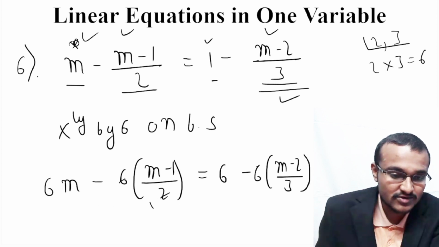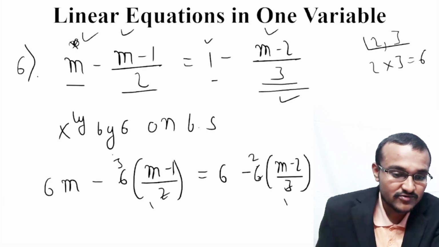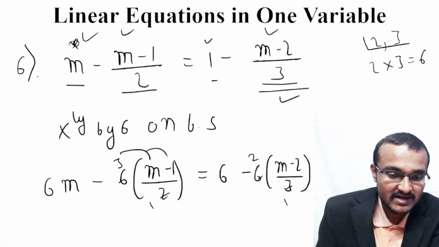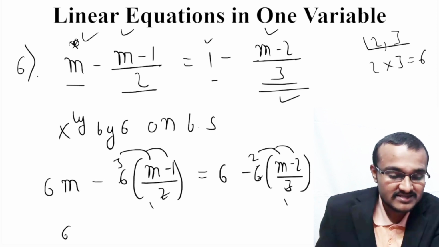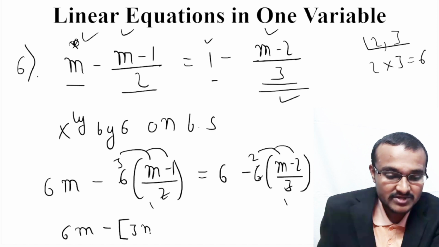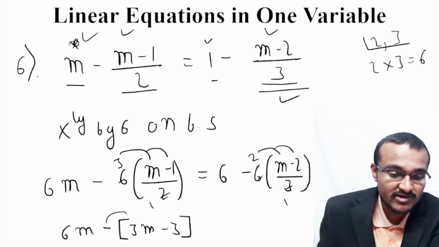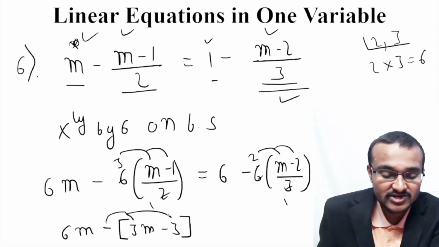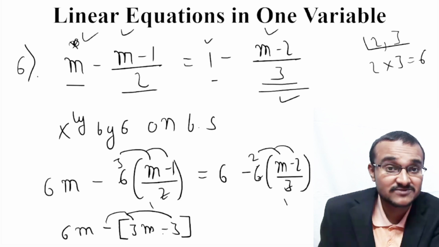It will become 2 1s are 2, 3 1s are 3, 2 3s are 6, 3 2s are 6. Now you should multiply 3 to m and 3 to minus 1. Here also 2 to m and 2 to minus 2. Now 6m will be as it is, minus 3 into m will become 3m, that I will put in bracket. So 3 into minus 1 will be minus 3. So 3m minus 3 I am putting in bracket, because this minus is common for both these terms. Hence when you remove this bracket, this minus 3 will become plus 3, because minus into minus will become plus.